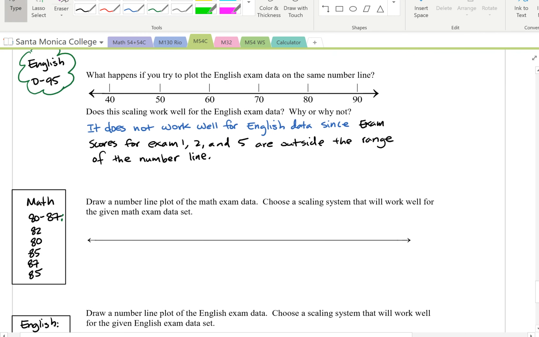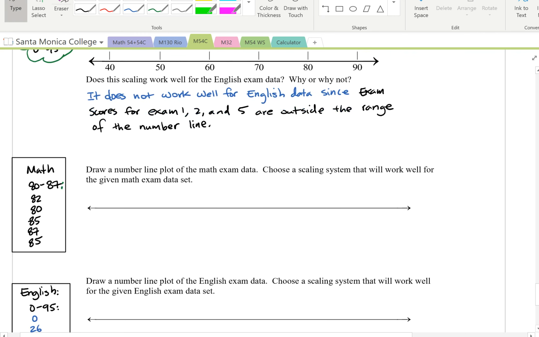Now, let's draw a number line plot for the math exam data. This is for math. Notice that I wrote exam score on the left already. Choose a scaling system that will work well for the given math exam data set. I notice my range is from 80 to 87, so I do not need anything less than 80. So my minimum should be 80. I could go a little bit smaller than 80, but I can just do 80 because the range is 80 to 87. And pick a beginning point.